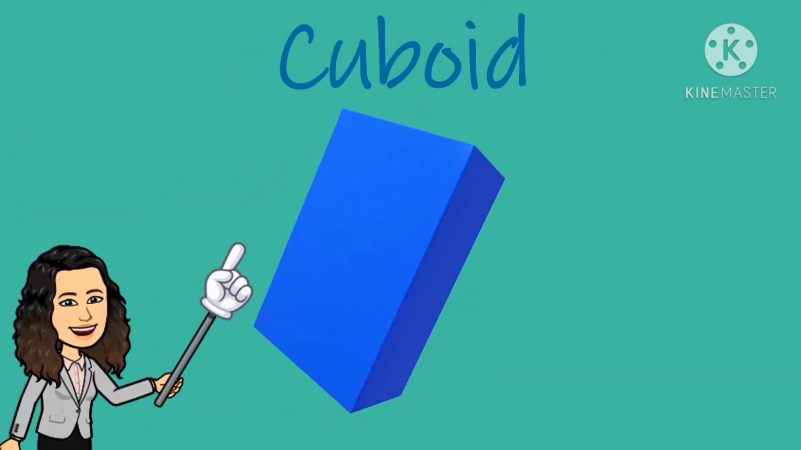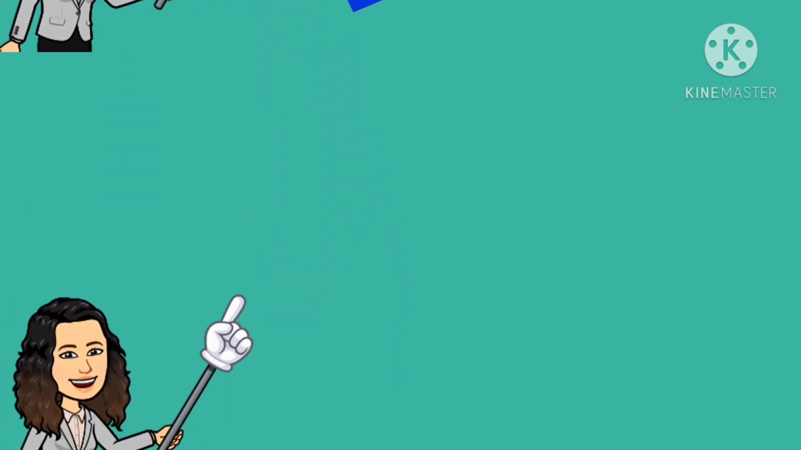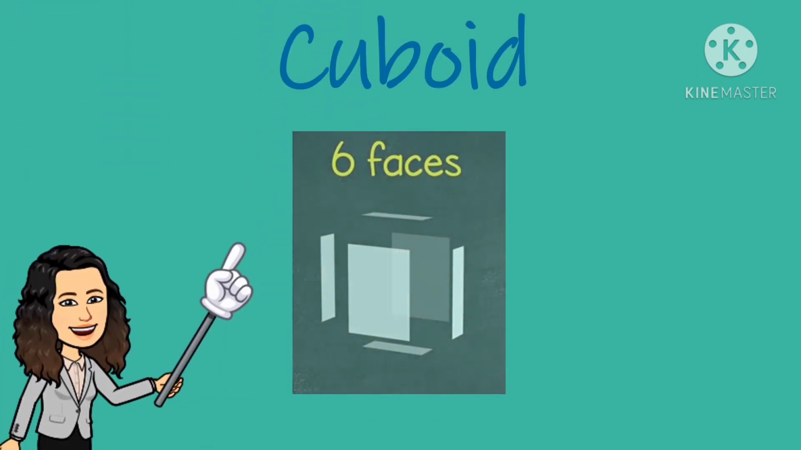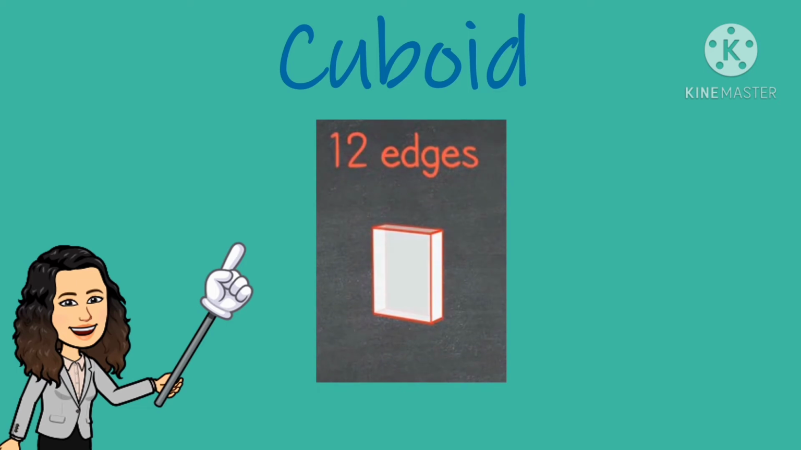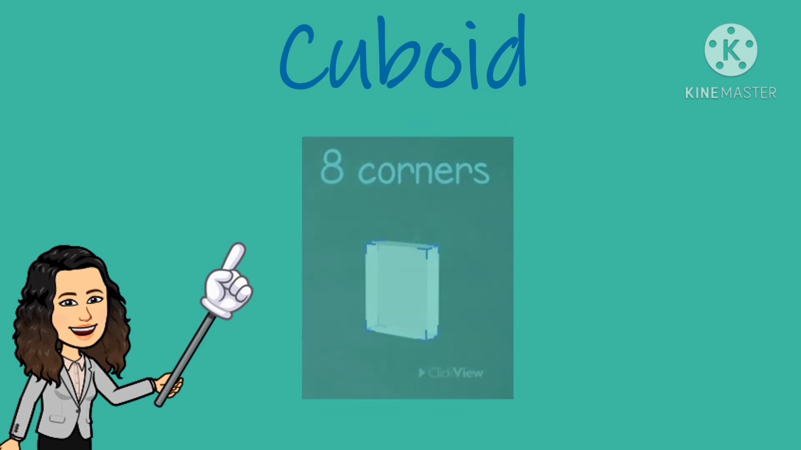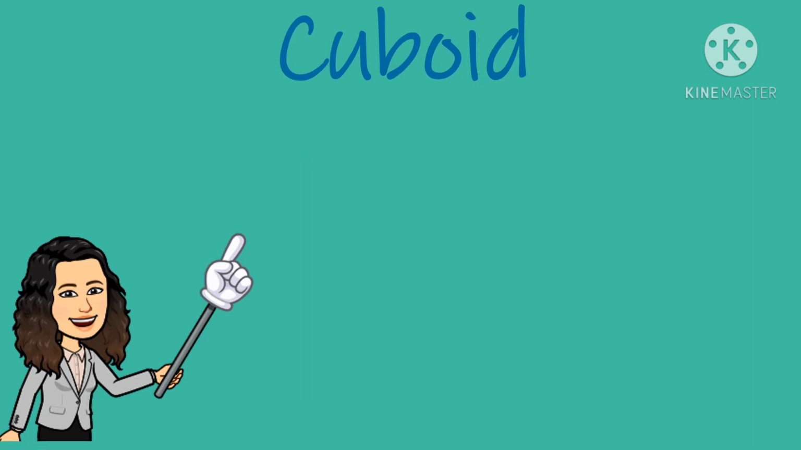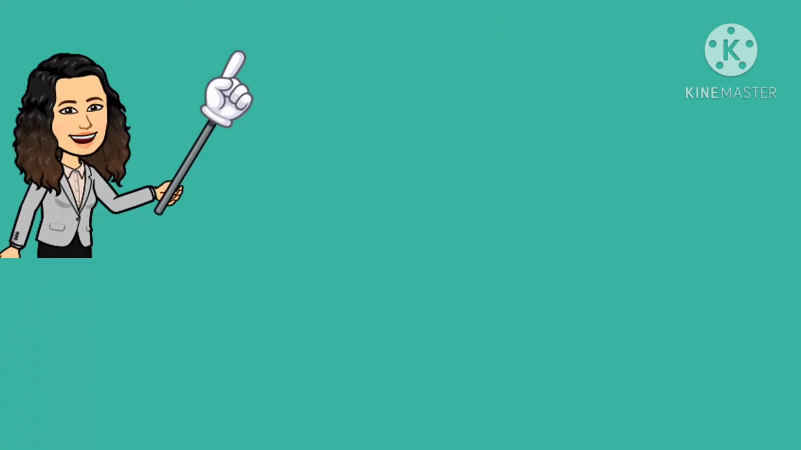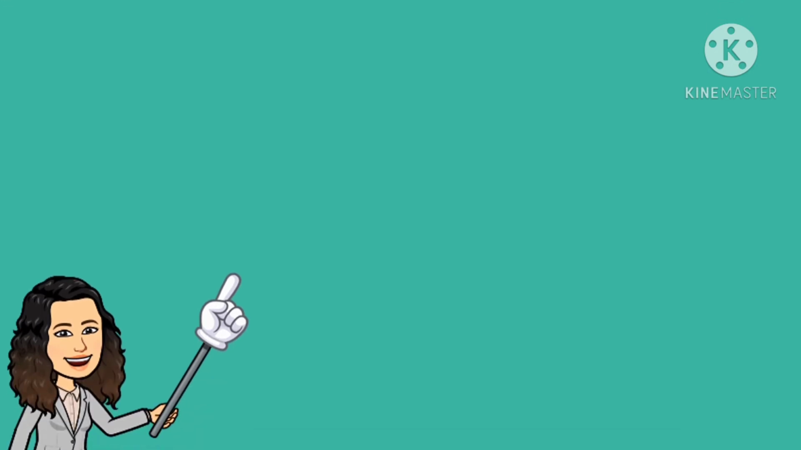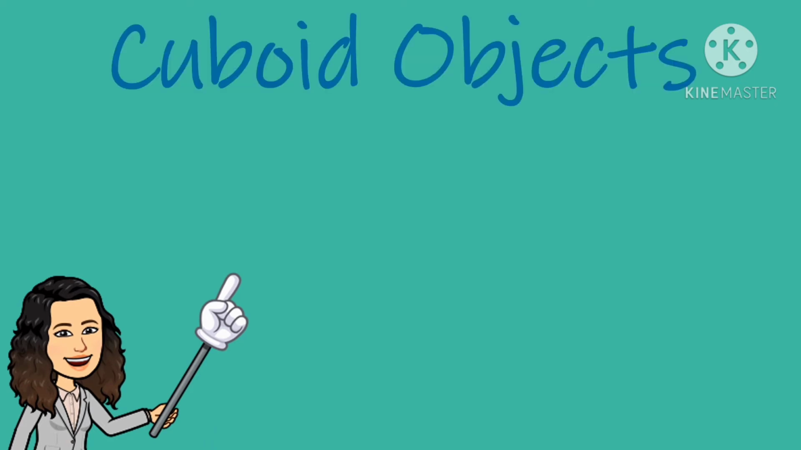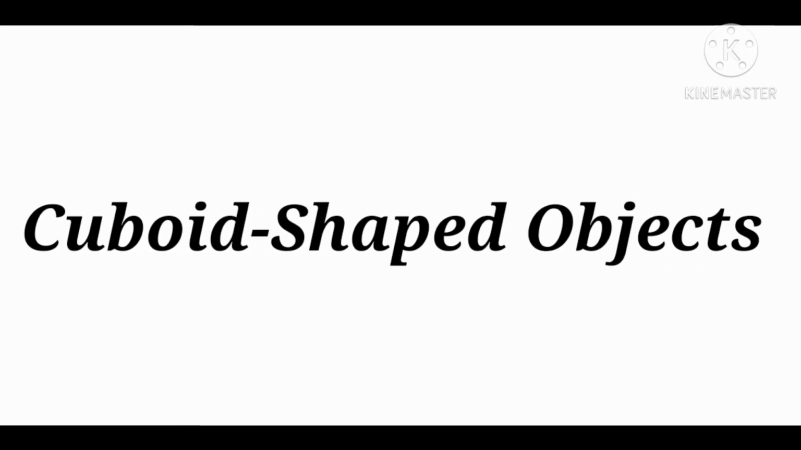This shape is called a cuboid. A cuboid has 6 faces, 12 edges, and 8 corners. It's very similar to the cube, except instead of all the faces being squares, they are rectangles. The opposite faces of a cuboid are always the same size. Projectors, blackboards, books, and tables are cuboid-shaped objects.